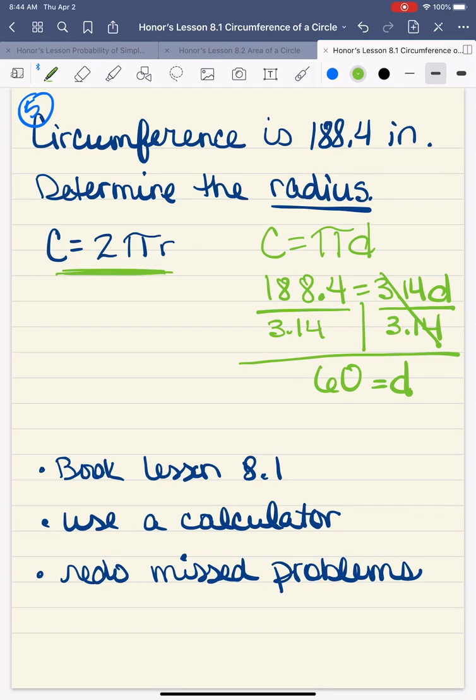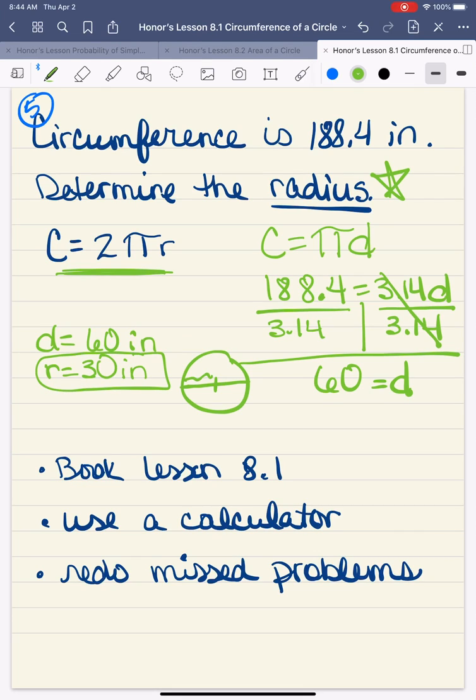Now remember, that's the diameter, so you have to be careful that you read the question, and we want radius. Diameter is all the way across, so if we want radius, we just want half of that. So half of 60 would be 30. So the radius would be 30 inches.